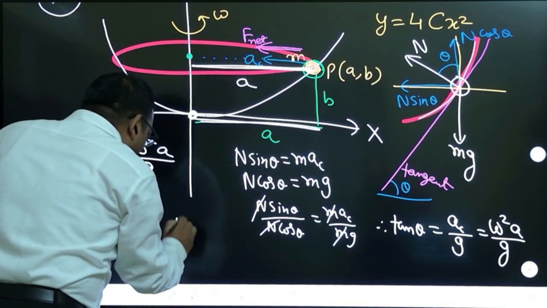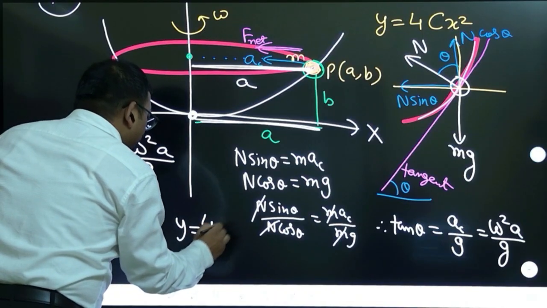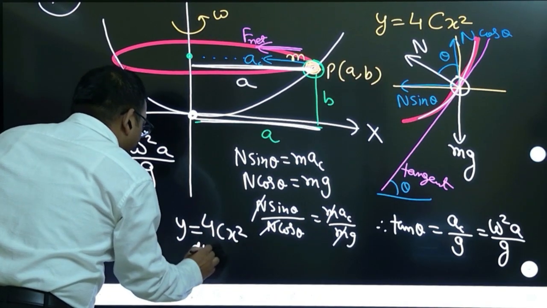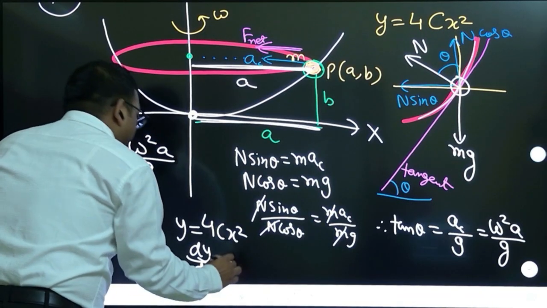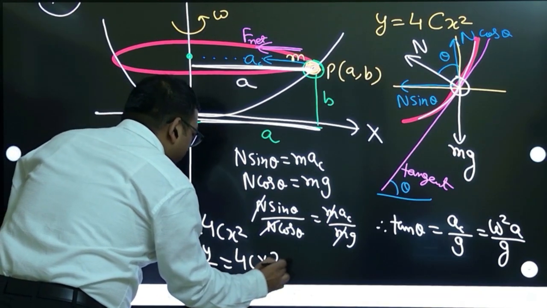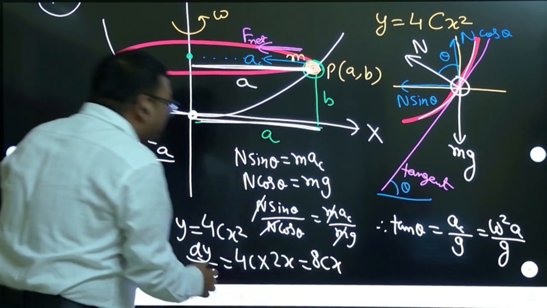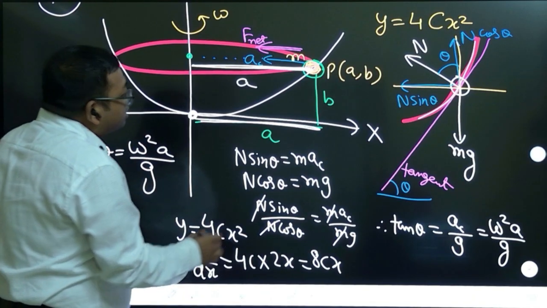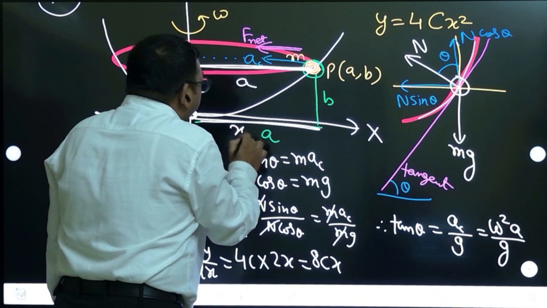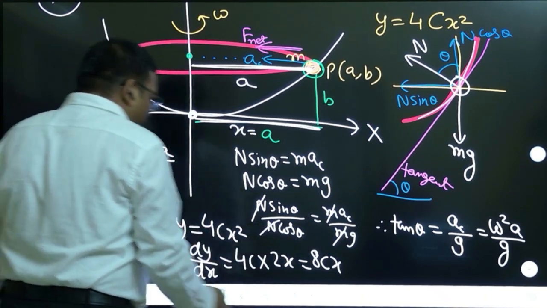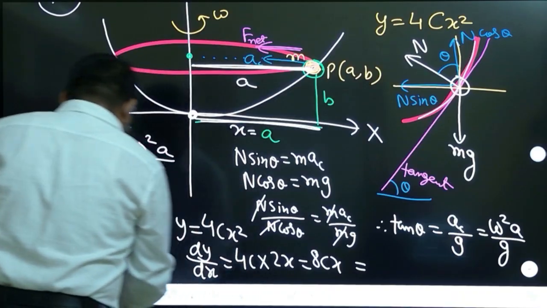Now y is given here as 4c x square. Then calculate dy by dx. Differentiating 4c x square gives 8cx. And where do we want dy by dx? We want it when x is equal to a. So substitute x equal to a.